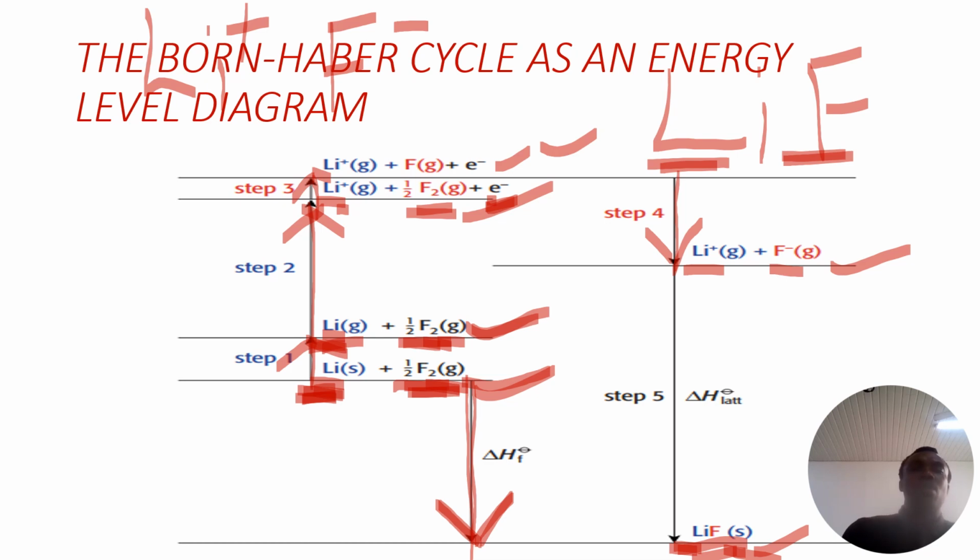The charge here, +1, -1, is 0, and for fluorine here, the charge is 0. Here the charge is +1, -1, which is 0. So the atoms and the charges are balanced. Then the last stage, step 5, which is an exothermic process.